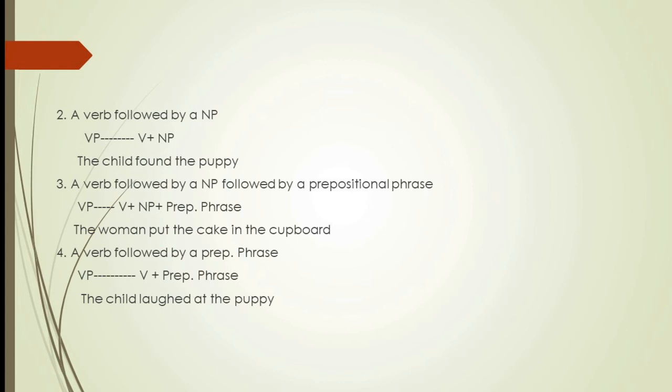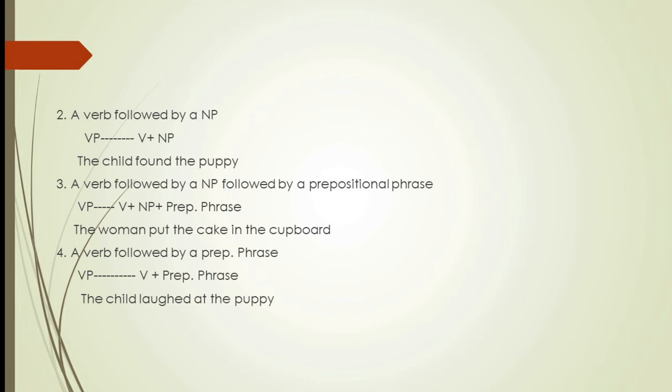Now, a verb phrase can have a verb followed by a noun phrase. For example, the child found the puppy. Here, found is the verb, the puppy is the noun phrase. A noun phrase can again be divided into determiner plus noun. So, the puppy will be divided into the and puppy.